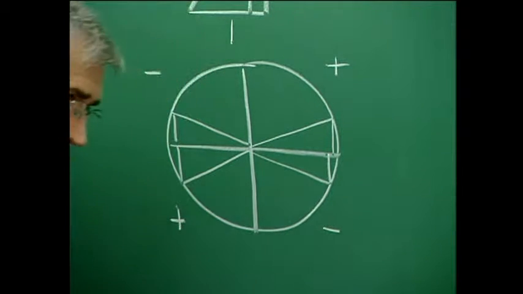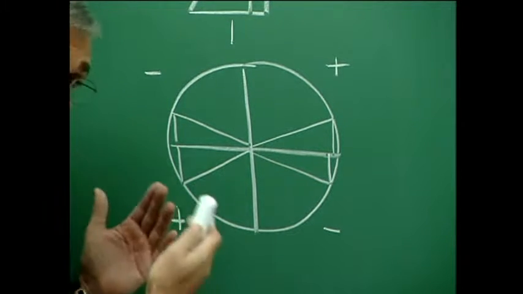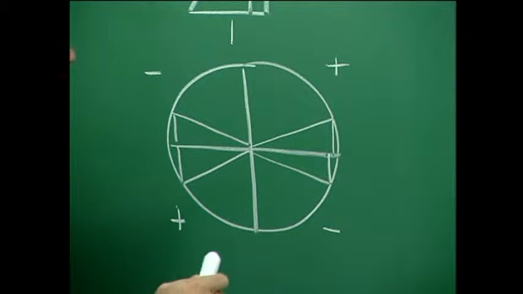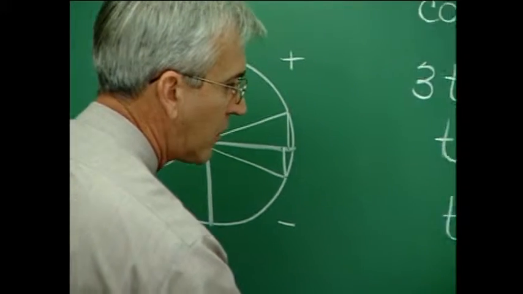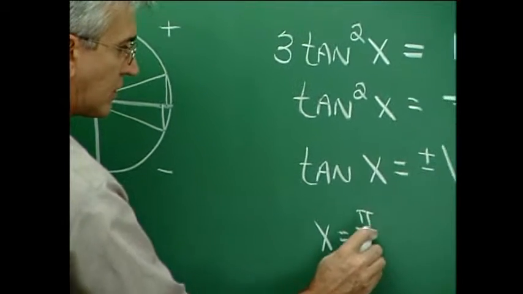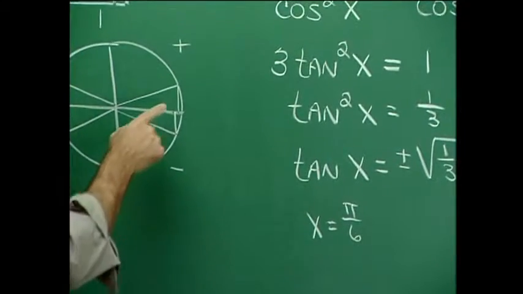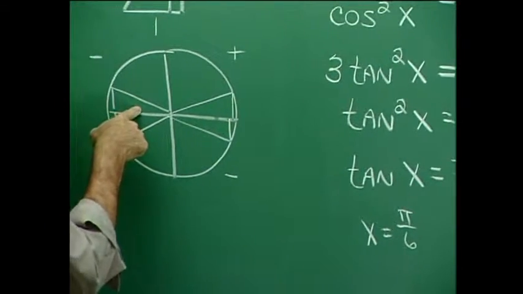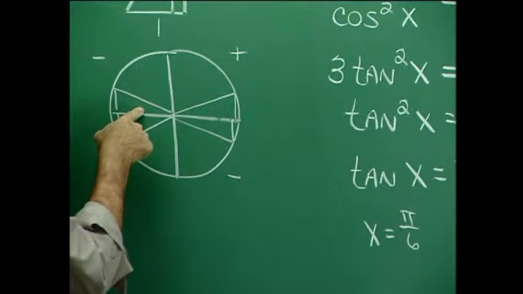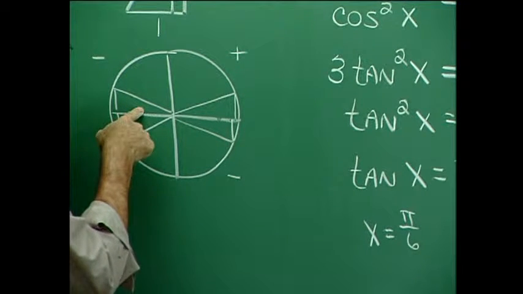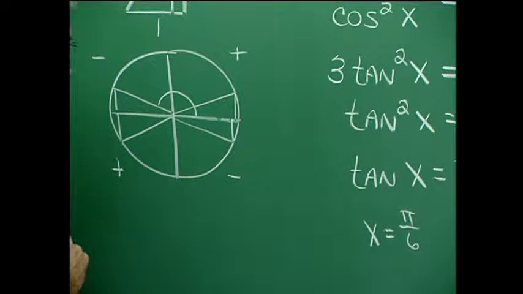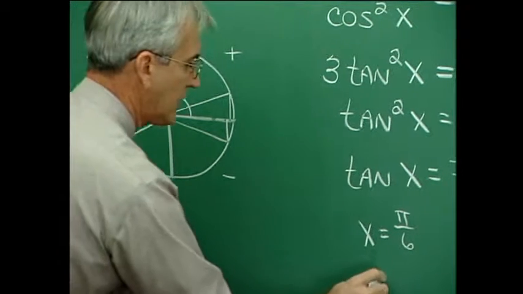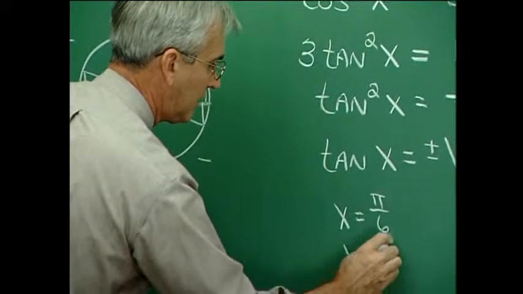Okay, now the trick once again is to list the infinitude of answers. We know that basically x is equal to pi over 6. But a reference angle in the second quadrant is also pi over 6. And the angle associated with that reference angle is 5 pi over 6. So we know then that x is 5 pi over 6 as well.